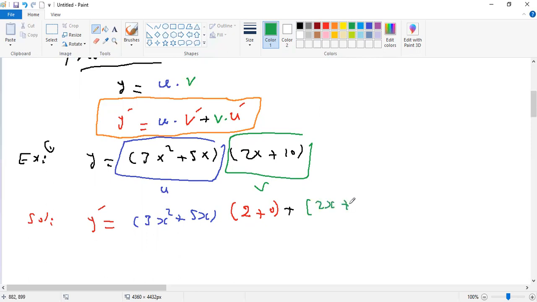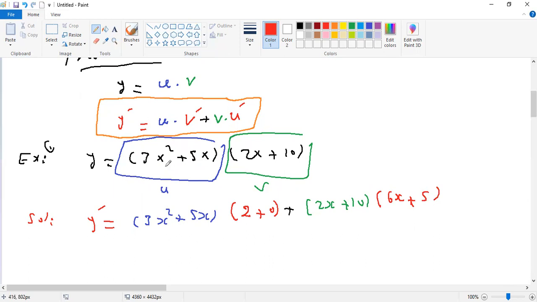Right? It's the same with no change. Multiply by the derivative, u prime: v, 2x plus 10, times u prime. What is the derivative of u? The derivative of 3x squared is 6x, plus the derivative of 5x, which is 5. So this is the derivative, students.